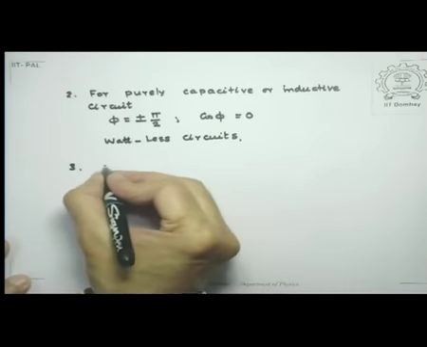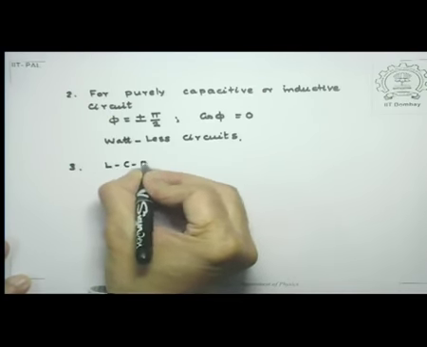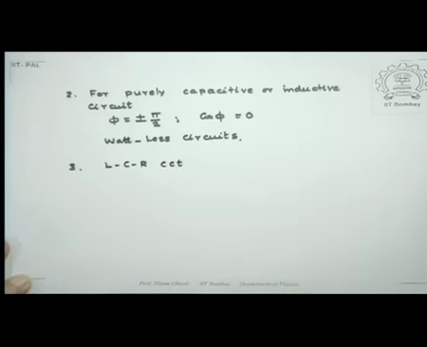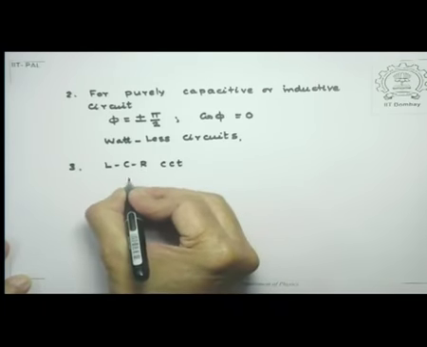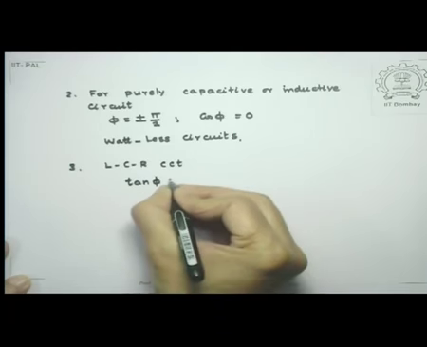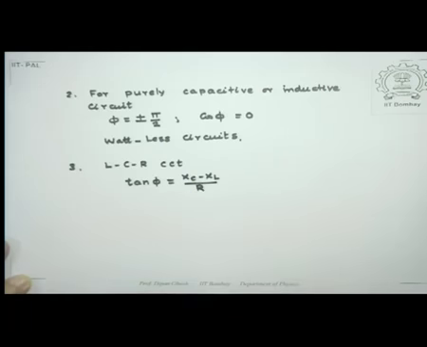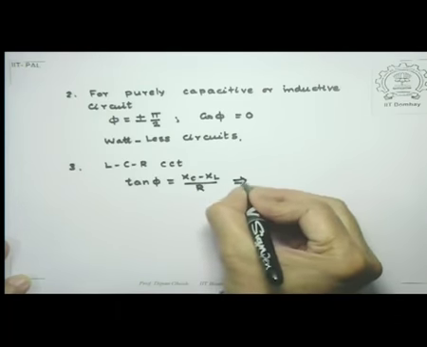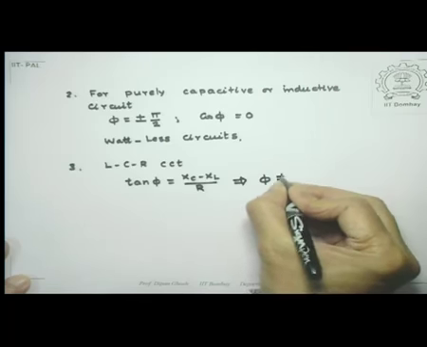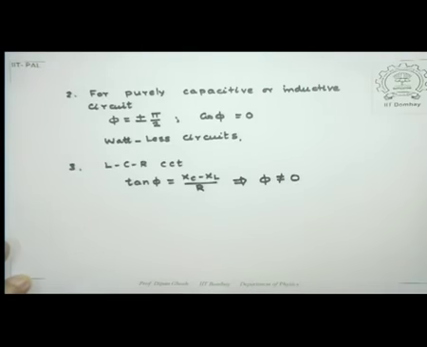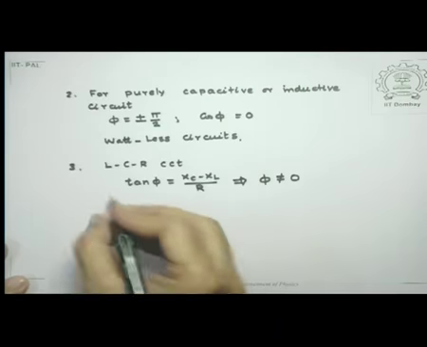If you now have an LCR circuit, we have seen that tangent of phi is Xc minus XL by R, and phi in general is not equal to 0 or pi by 2, and this means that the current may lead the voltage or lag, as the case may be. But even here, the dissipation is only through the resistance.